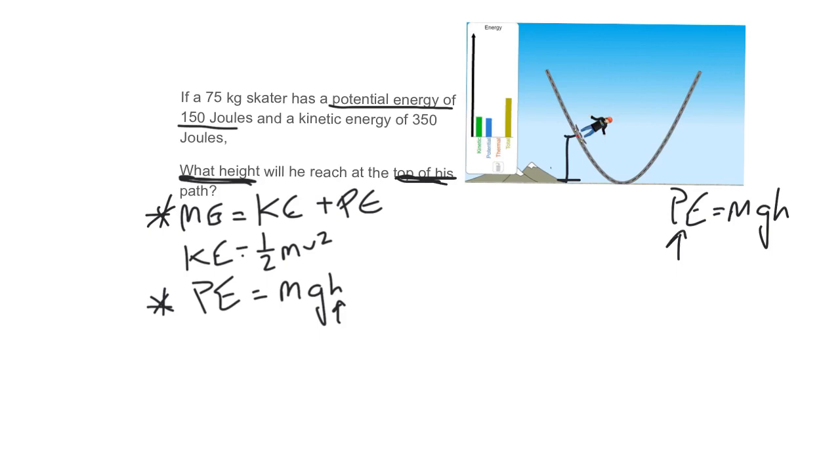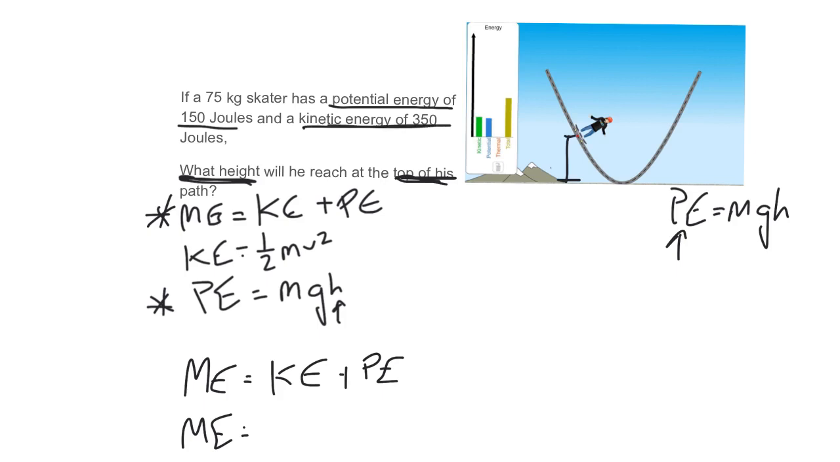So we have our mechanical energy of the system equals my kinetic energy plus potential energy. So I have my ME equals my kinetic energy right here of 350 joules. Now my potential energy, like I said before, is 150 joules. So those added together gives me a total energy in this system of 500 joules.